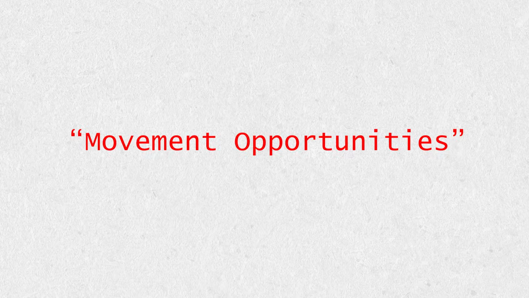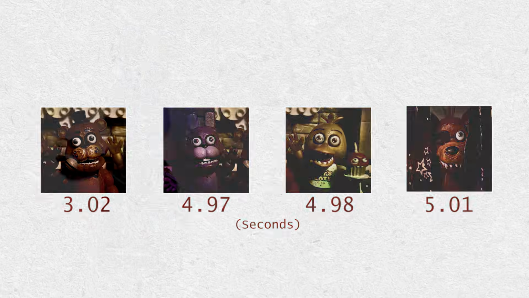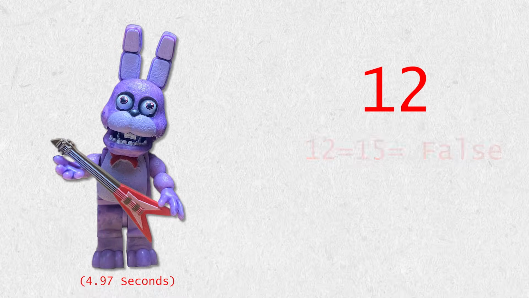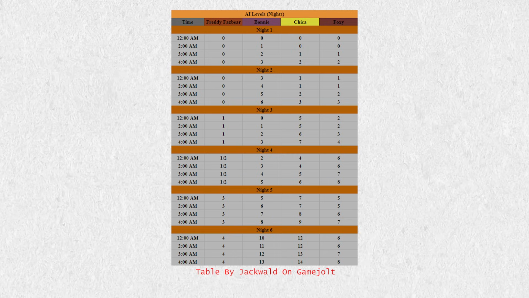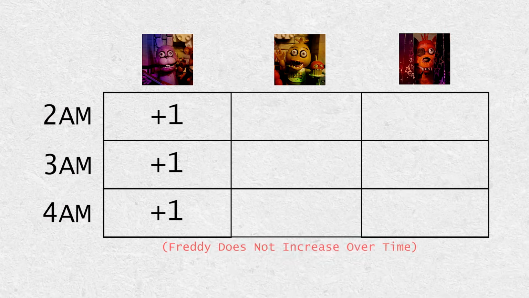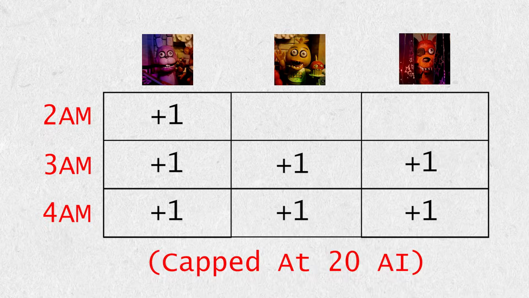The game uses movement opportunities. They depend on timers for particular animatronics. At each opportunity, the game randomly picks a number between 1 and 20. If that number is equal to or less than the animatronic's AI level, the animatronic moves. AI levels are set in the code per night. They aren't random, though most increase gradually over nights. Bonnie increases by 3 AI points each night, Chica and Foxy by 2. This is based on the game's timing, kept at 20 AI.